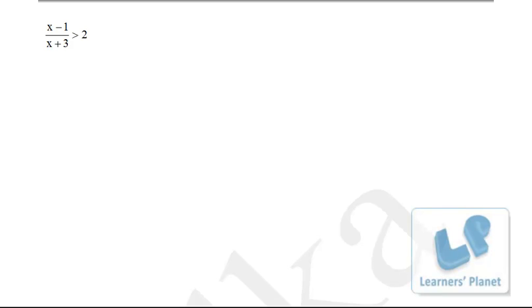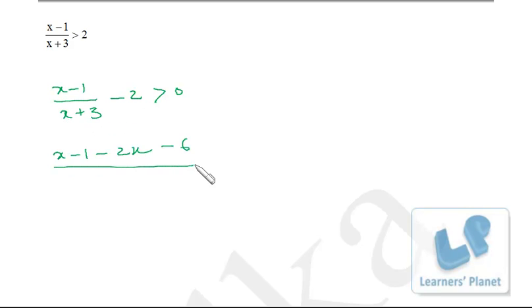Now friends, here in this case (x minus 1) upon (x plus 3) is greater than 2. Now you can see there is an expression in the denominator that involves a variable, right? So you have to be careful while solving it. You cannot go for the cross multiplication. So it is (x minus 1) upon (x plus 3) minus 2 is greater than 0. Take LCM. x minus 1 minus 2 into x, minus 2x, minus 2 into 3 is minus 6, upon x plus 3 is greater than 0.